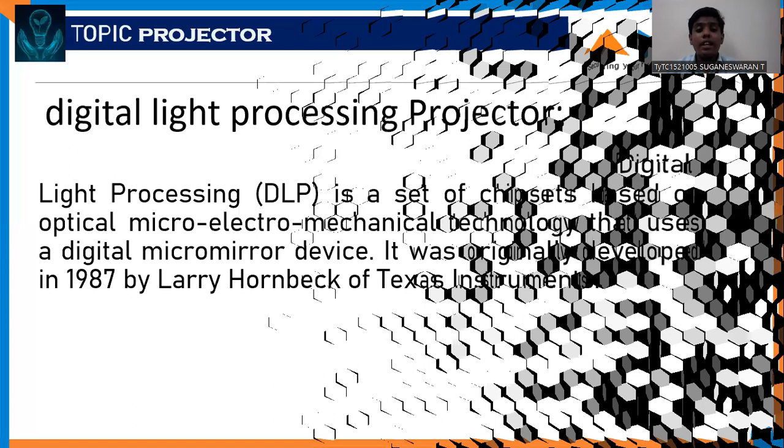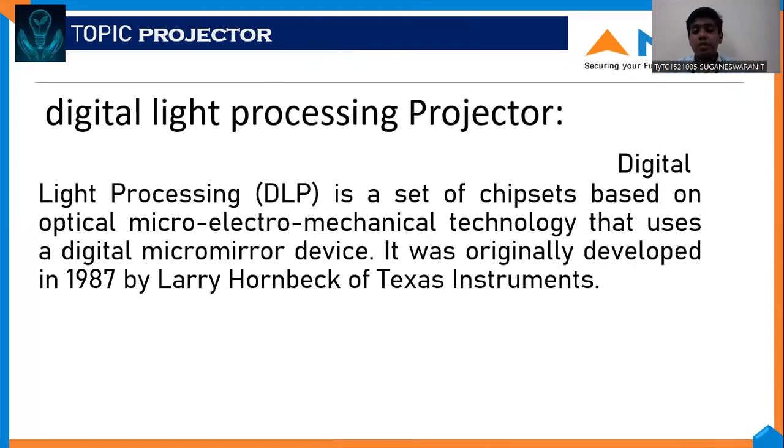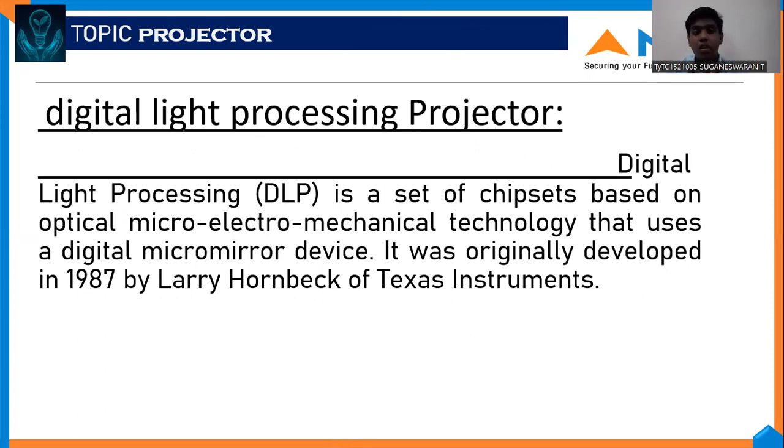And now I explain about the digital light processing projector. Digital light processing, also called DLP, is a set of chipsets based on optical micro-electromechanical technology that uses a digital micromirror device. It was originally developed in 1987 by Larry Hornbeck of Texas Instruments.